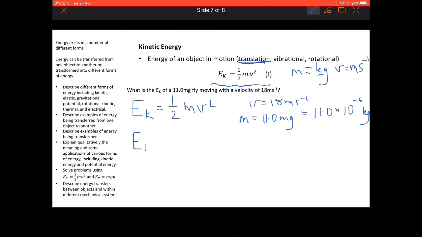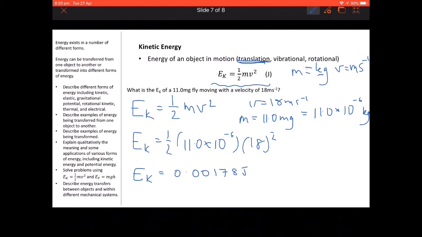Anyway, back to our equation, sub all of that in, so kinetic energy equals half by 11 by 10 to the negative 6, and then by 18 meters per second squared. If you throw all of that into your calculator, you should get something along the lines of 0.00178 joules, and that is equal to 1.78 by 10 to the negative 3 joules if you're writing that in scientific notation.